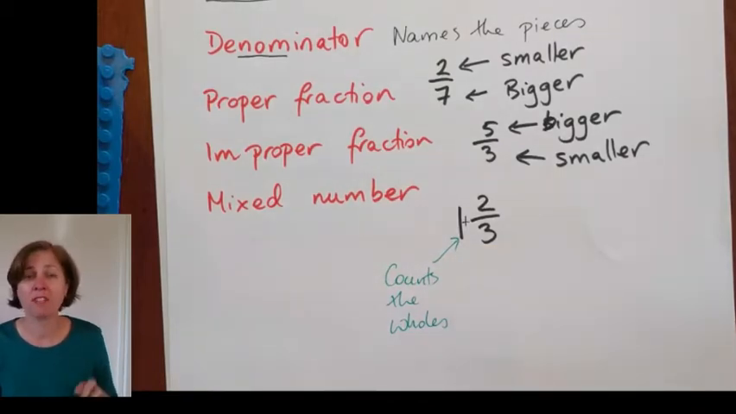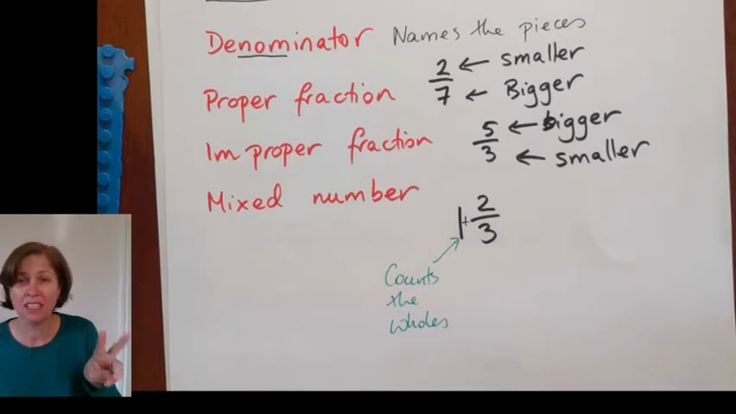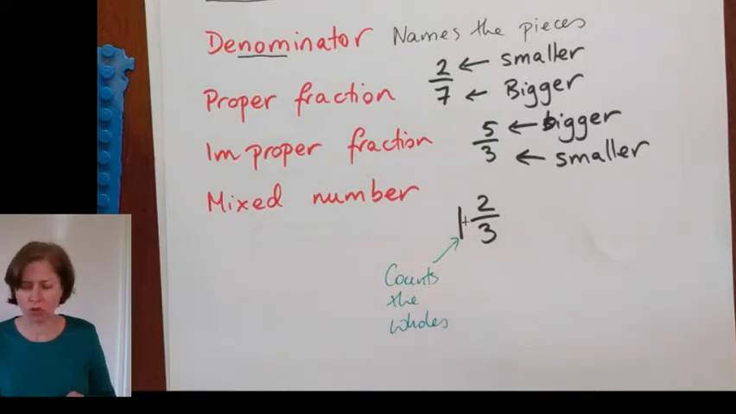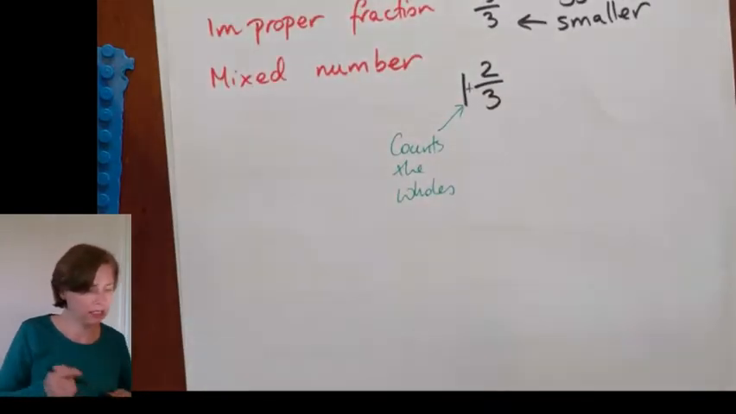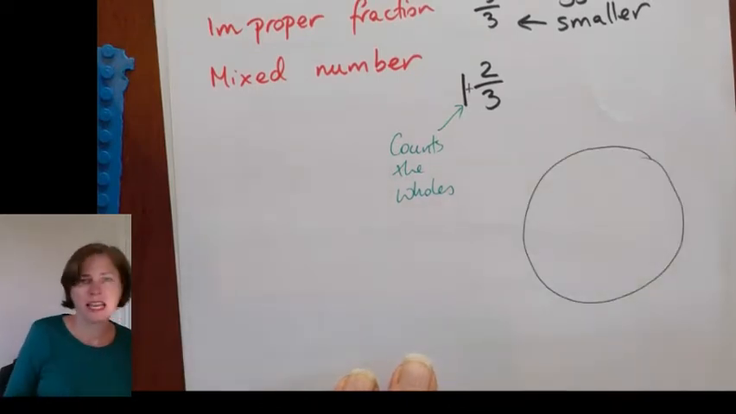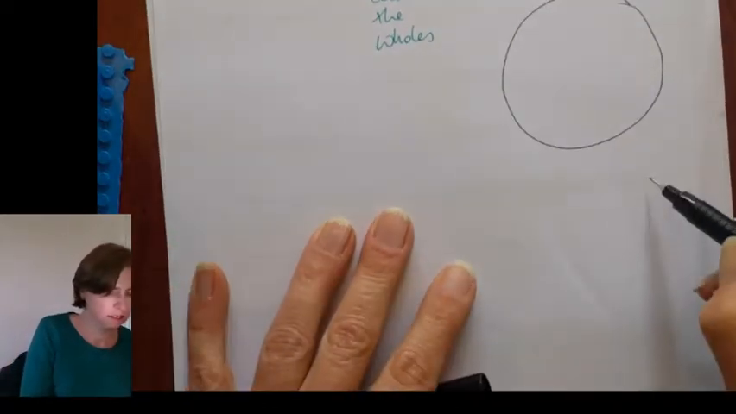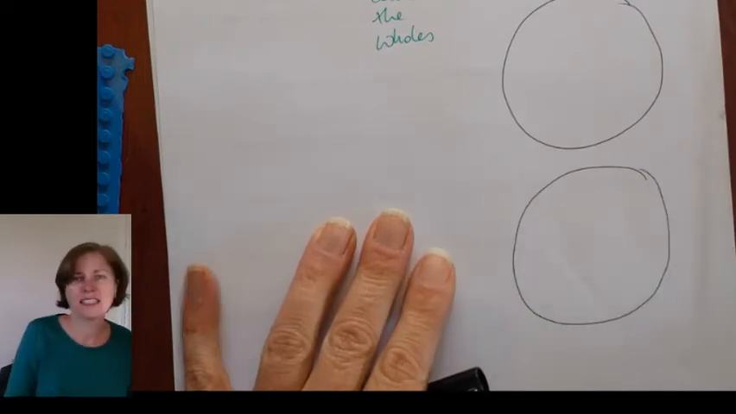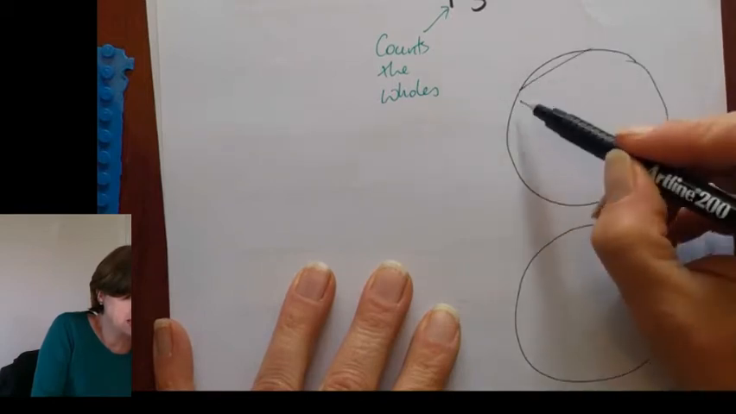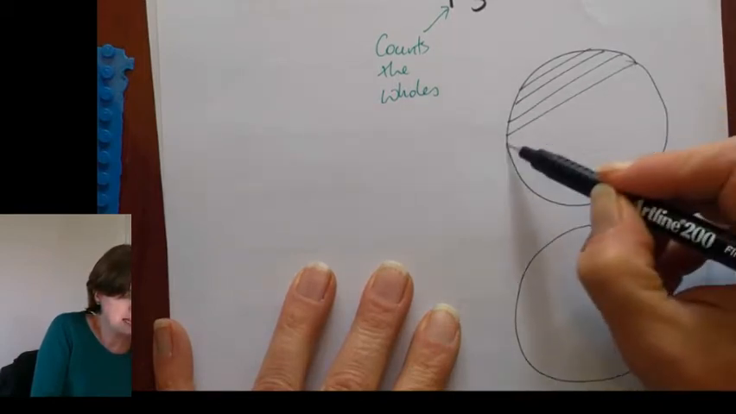1/2 would mean I've divided it into 2 pieces. 1 piece has been eaten. I've got 1 piece left. So in this example, 1 2/3 would look like this. Let's make a cake. There's a whole cake. There's a second whole cake. I've got 1 2/3 of the cake. So I've got all of this cake still.